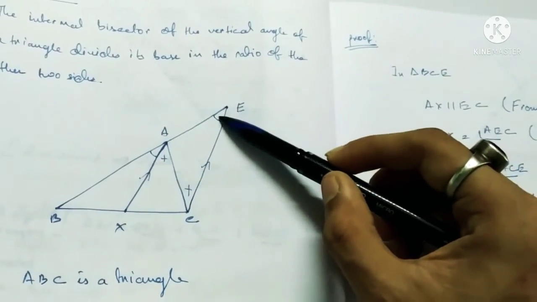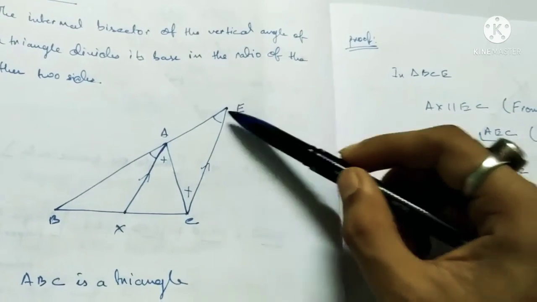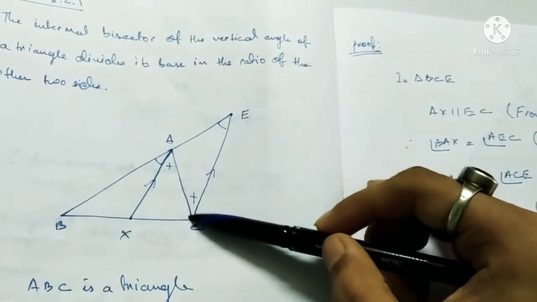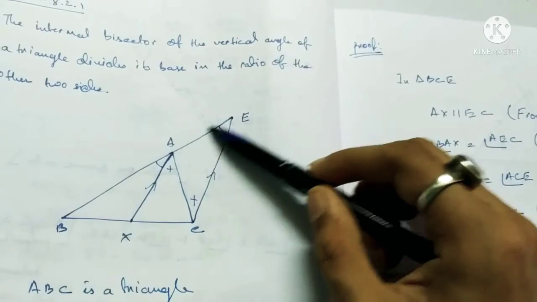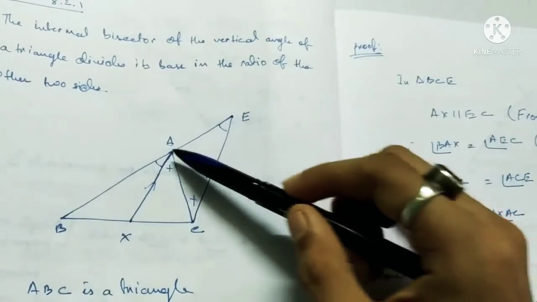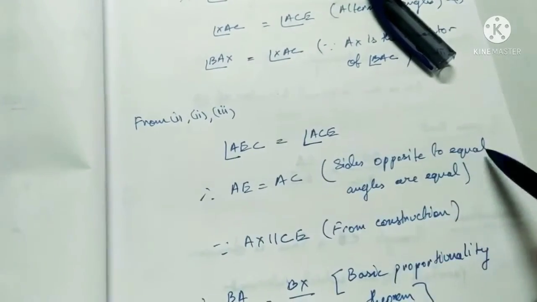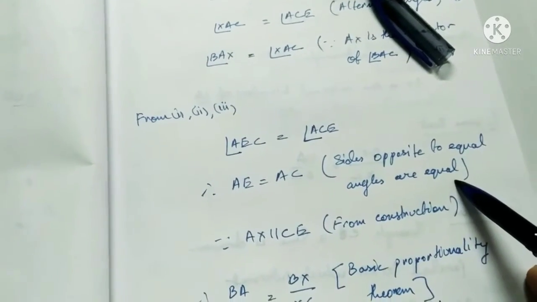So since I showed that this angle is equal to this angle, this angle's opposite side is this one, and this angle's opposite side is this one. So therefore AC will be equal to AE, I can say. Sides opposite to equal angles are equal.